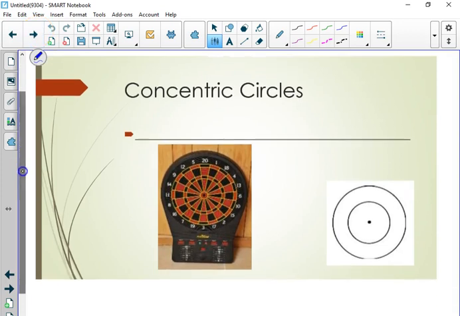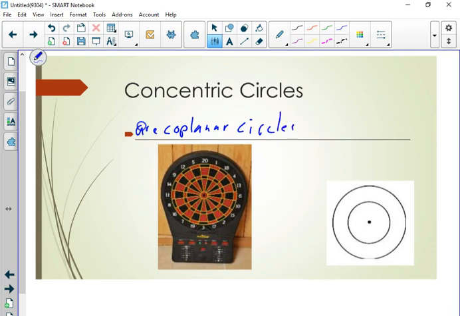So, concentric circles, what are they? The simple one is it's a circle within a circle. But the technical math is they are coplanar circles, coplanar meaning on the same plane, that have the same center.